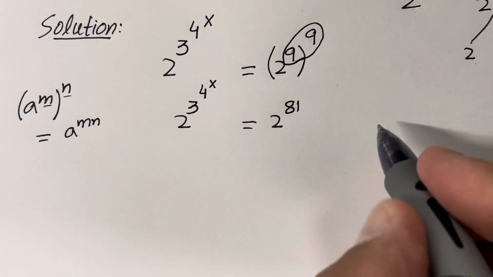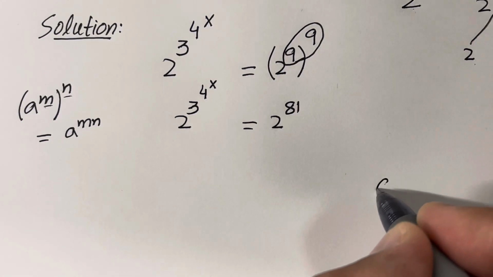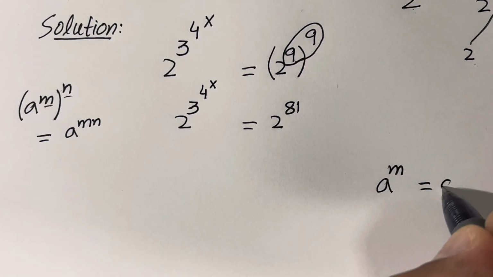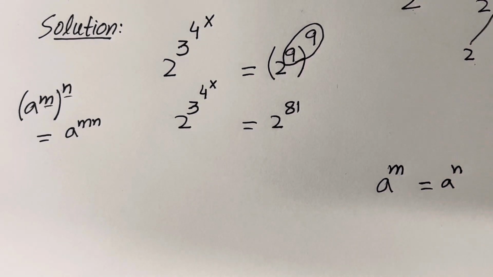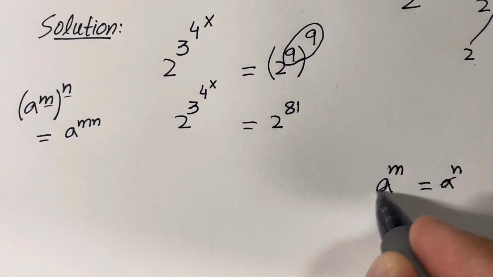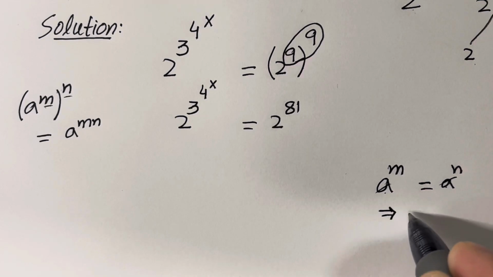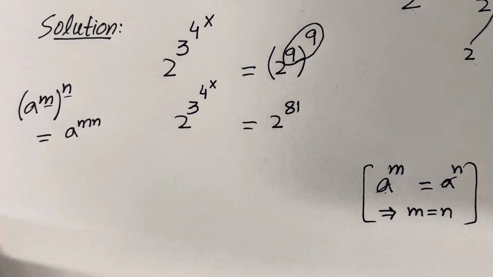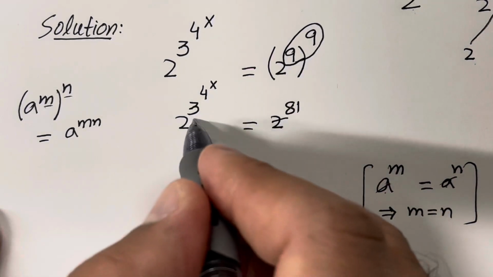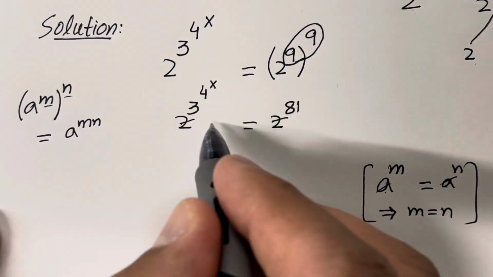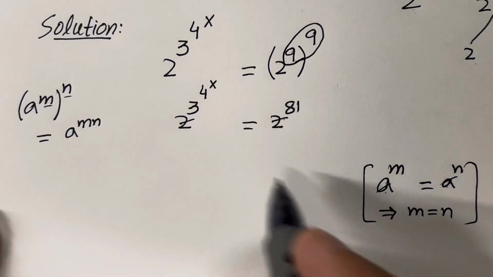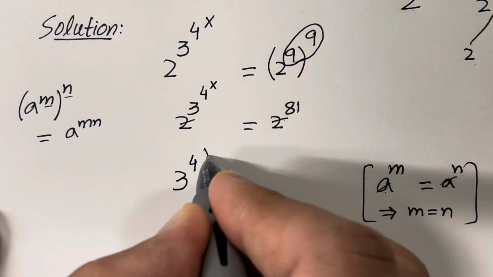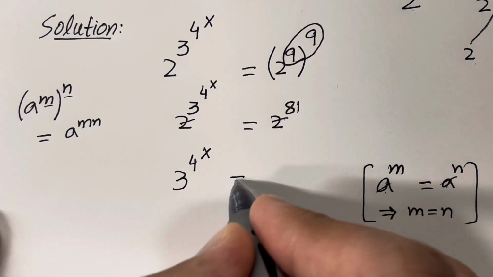And now we can use another property. The property says that if you have a raised to some power equal to a raised to another power, since the bases are the same, you can cancel out these bases and the powers will be equal. The bases are equal, so just cancel these bases. It means the exponents are equal. So 3 raised to the power 4 raised to the power x is equal to 81.